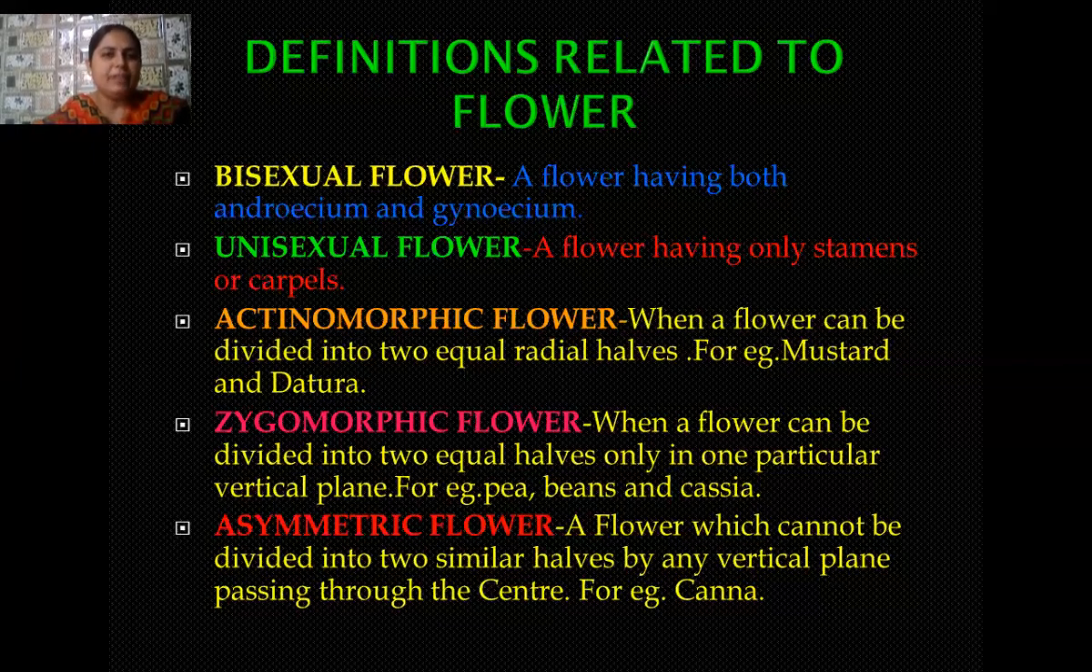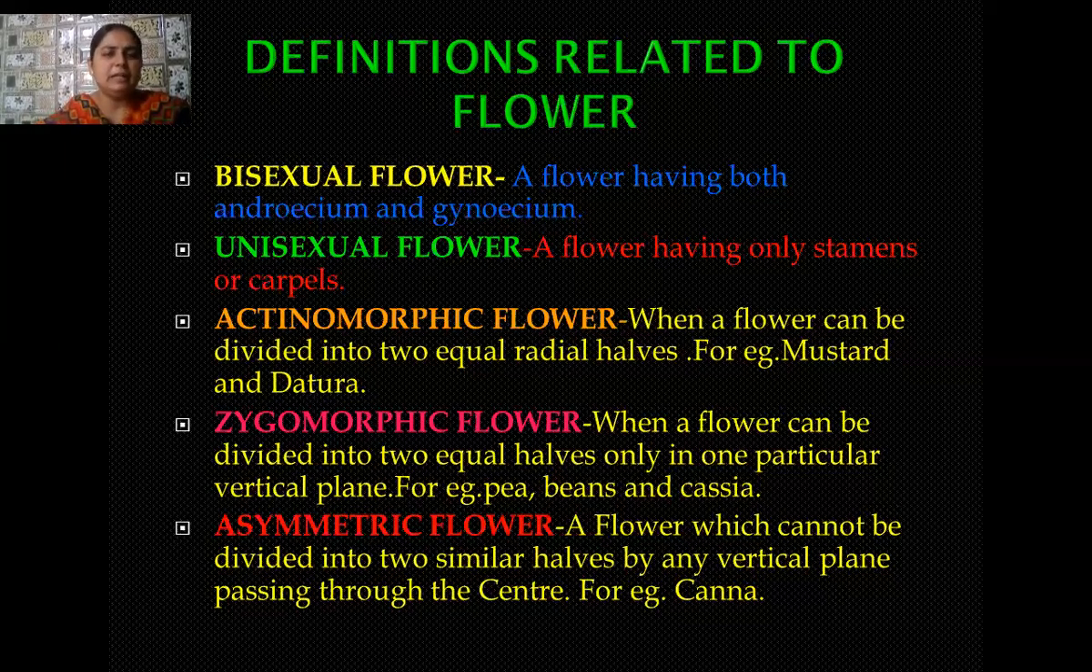Zygomorphic flower: whenever a flower can be divided into 2 equal halves only in one particular plane, you can say one particular vertical plane, that flower has bilateral symmetry and such a flower is known as a zygomorphic flower. Here you can give the example of beans, Acacia fistula, the yellow flowers that are sometimes visible to you when you are going along a road.